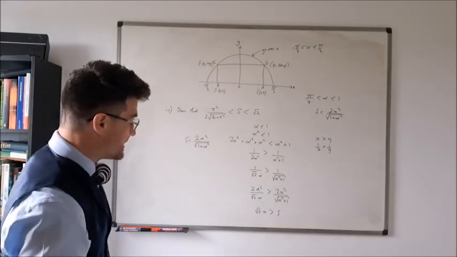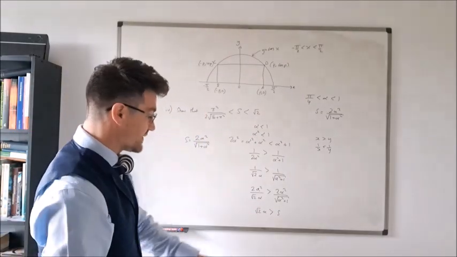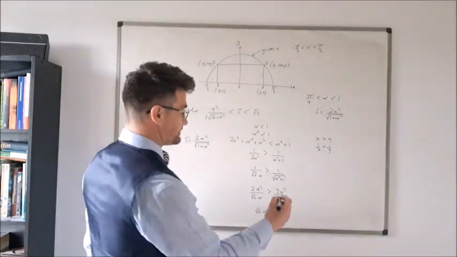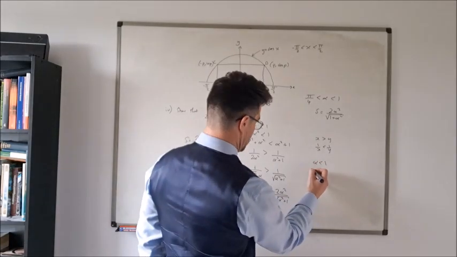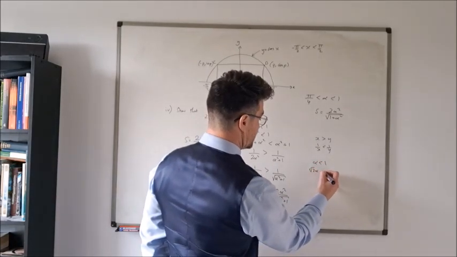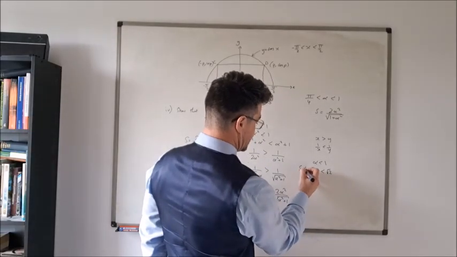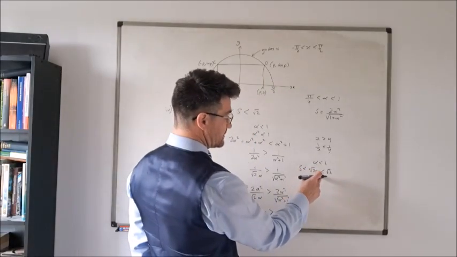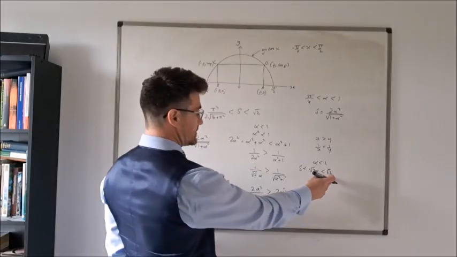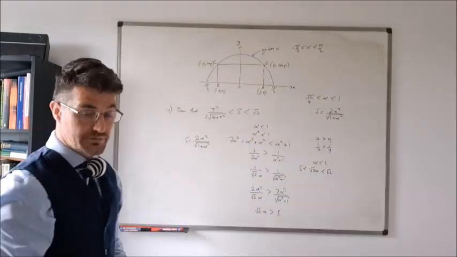Now that's not quite what I need, right? I need square root of 2 is greater than S. But alpha is less than 1, so square root of 2 alpha is less than square root of 2. So if S is less than the square root of 2 alpha, S is also less than the square root of 2, which gives me my other inequality here.